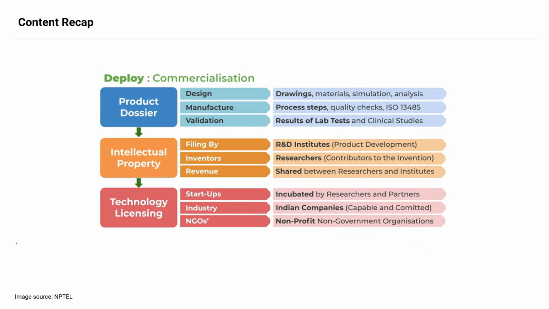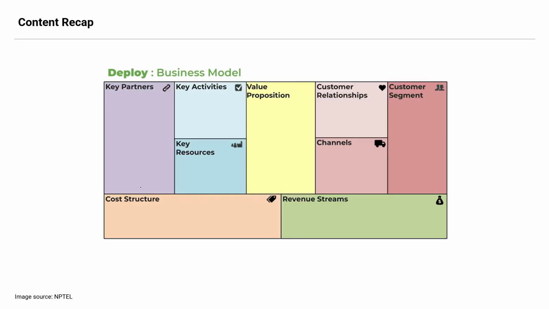So intellectual property comes in different aspects of design registration, patents, copyright, trademarks, and likewise. So depending upon the kind of innovation you are coming up with, you can decide upon that. And then there is technology licensing.